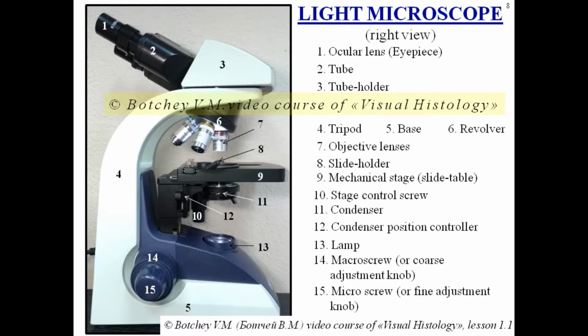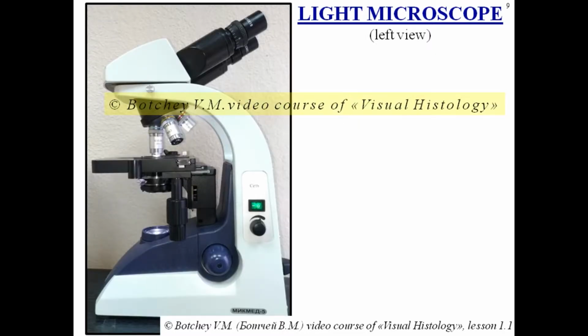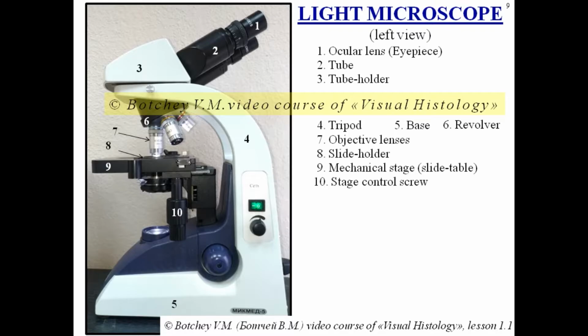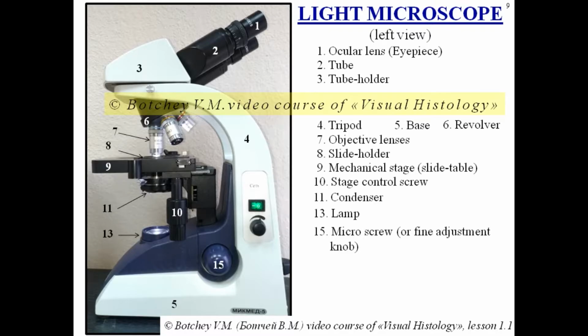We turn the microscope to the opposite side and repeat its elements. Left view: ocular lenses, tube, tube holder, tripod, base, revolver, objective lenses, slide holder, mechanical stage, stage control screw, condenser, lamp, micro screw or fine adjustment knob or small knob, power on/off, and light intensity screw.